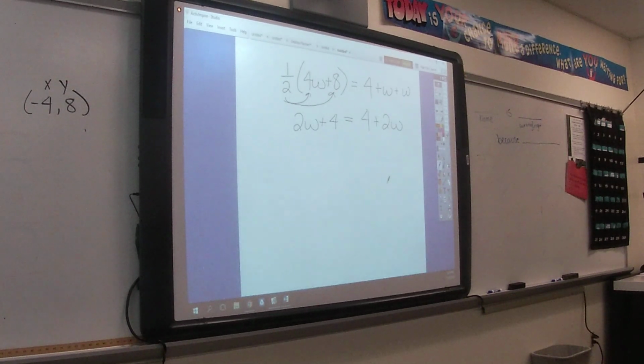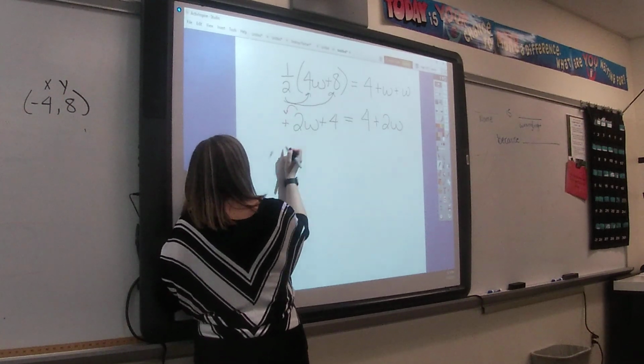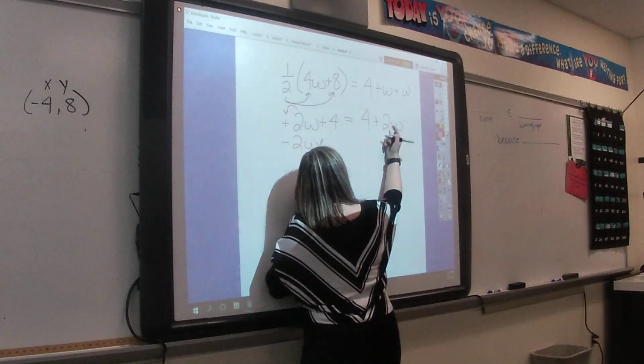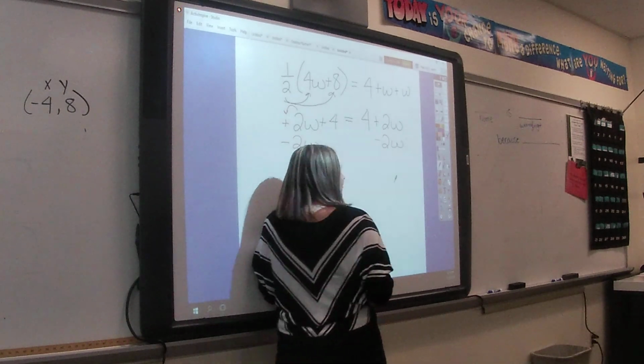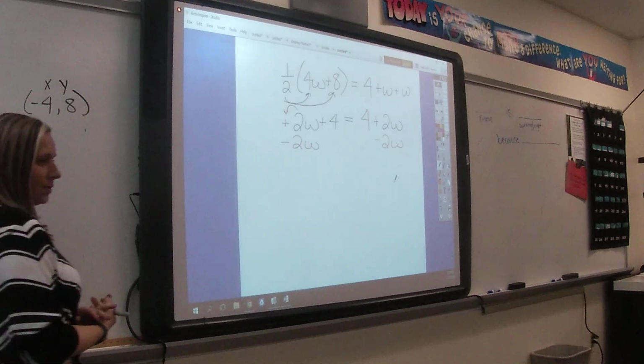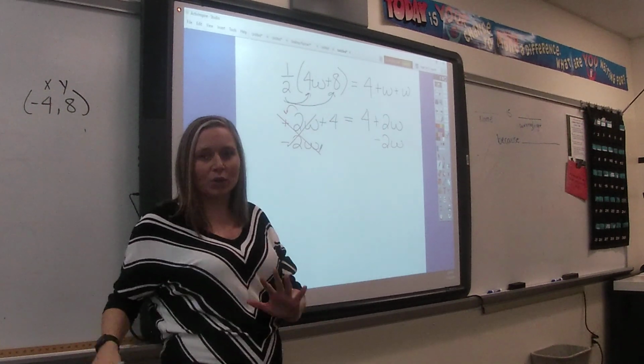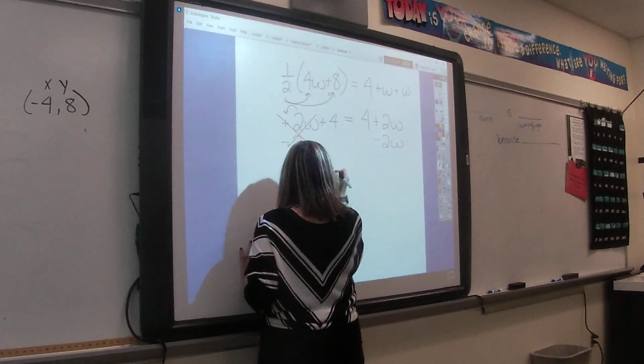Oh, let's move 2w, right? We don't have much of a choice. So how do we move a positive 2w? Subtract it. I'm going to put it right underneath my other w. What is 2w minus 2w? 0. No w's. Do not make a w appear because it makes you feel uncomfortable that there's not one.